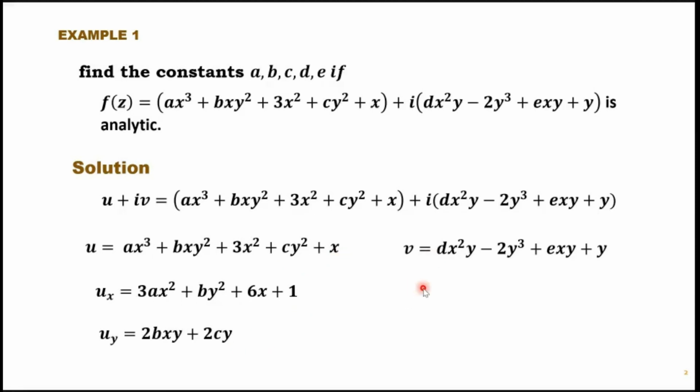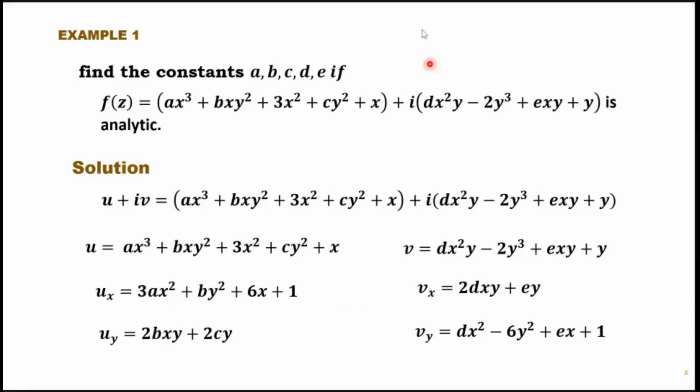In a similar way, calculating vx and vy. So vx will be equal to 2dxy plus ey. Just check, and if the partial derivatives are wrong anywhere, let me know. Similarly, vy is dx square minus 6y square plus ex plus 1. Okay, are they okay? Partial derivatives with respect to x and y. We have differentiated u and v with respect to x and y. If we differentiate u partially with respect to x we write it as ux, and similarly uy, vx and vy.